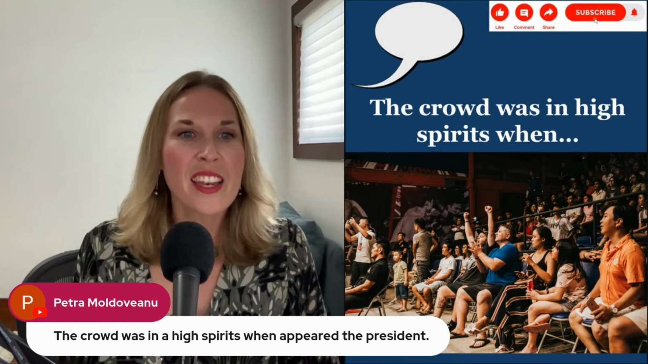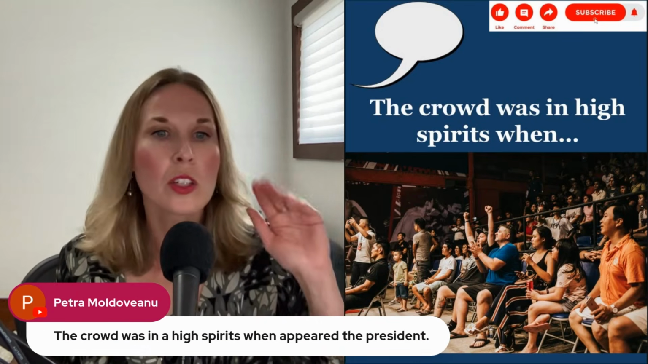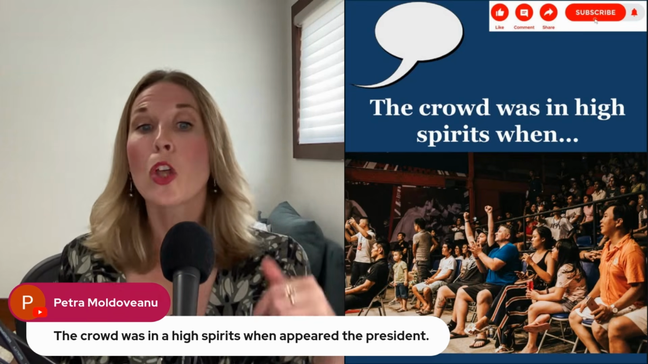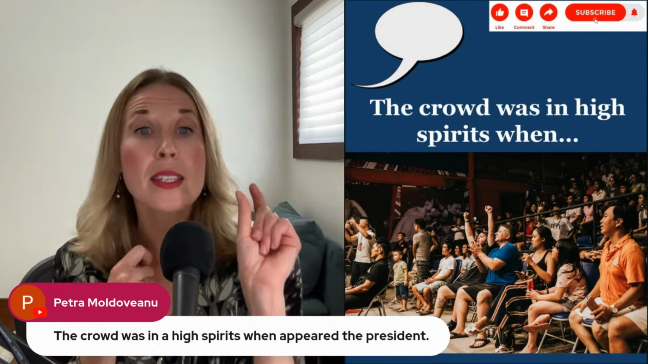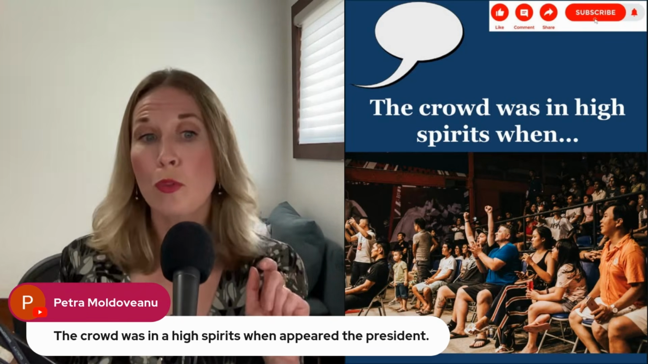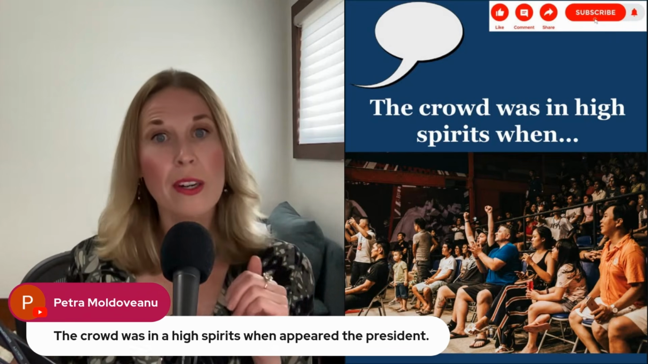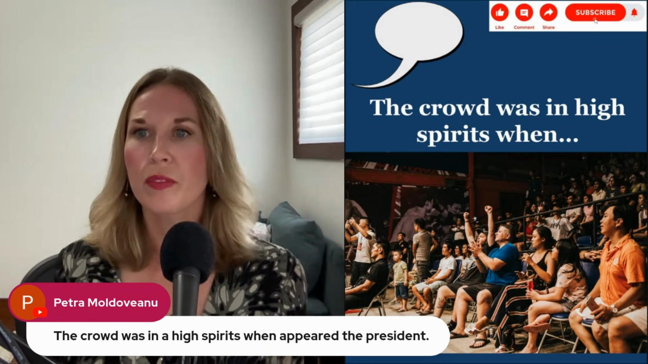Petra said, the crowd was in high spirits when the president appeared. Yeah, so no awe, just in high spirits when the president appeared, because someone appears. So you need the noun, the someone before the verb. The crowd was in high spirits when the president appeared. Exactly. The crowd was in a positive state. Okay.